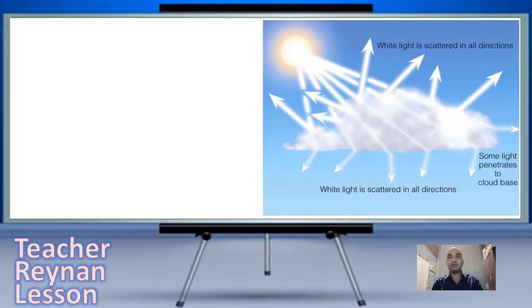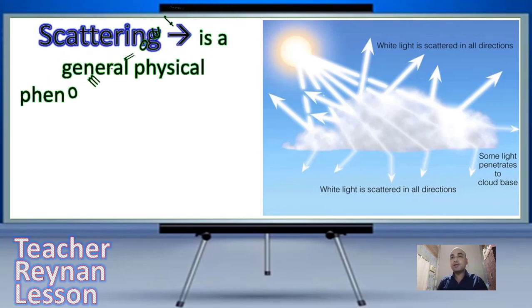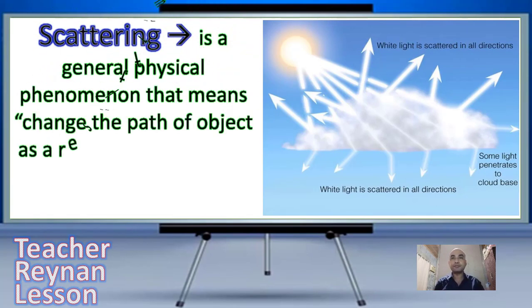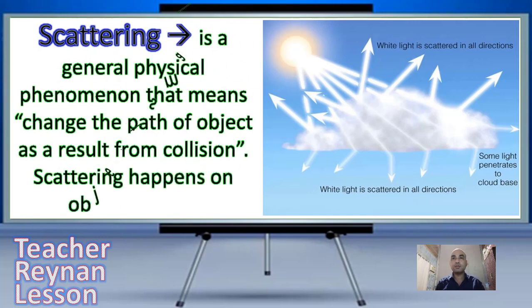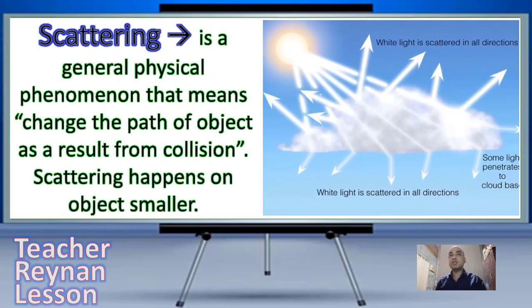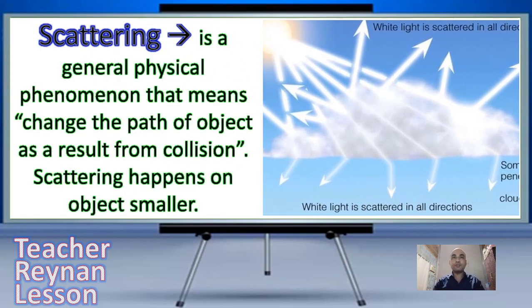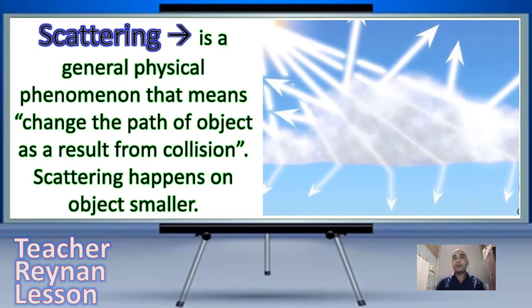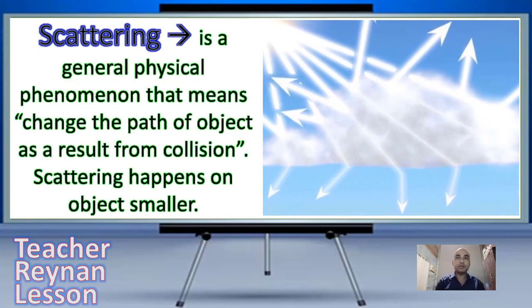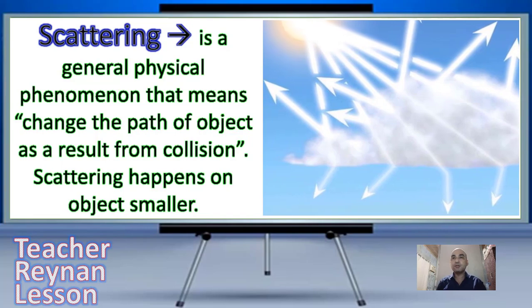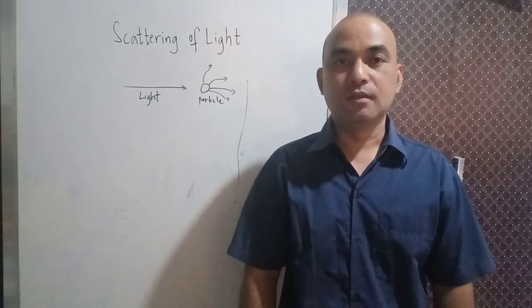Second, we have scattering. Scattering is a general physical phenomenon that means change of the path of an object as a result of collision. Scattering happens on objects smaller. A great example is when the sun's rays pass through clouds. The light is deflected off of its straight path and scatters in many directions.